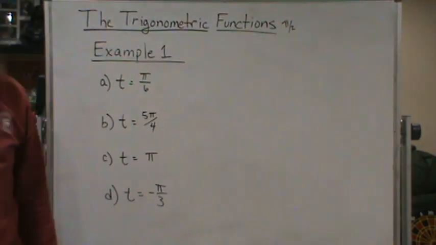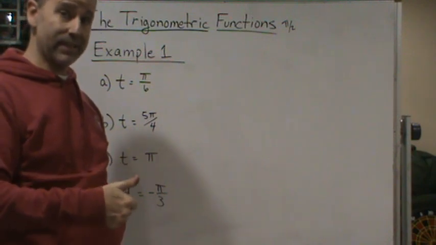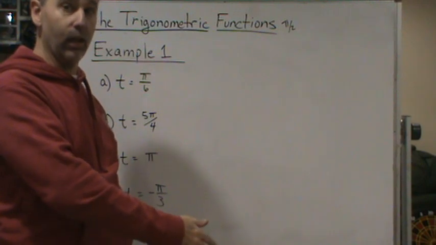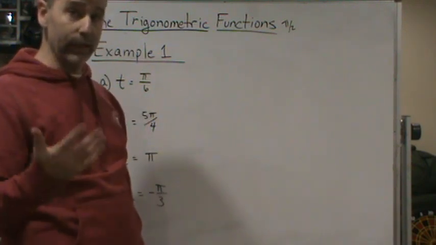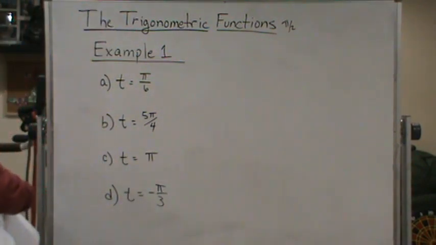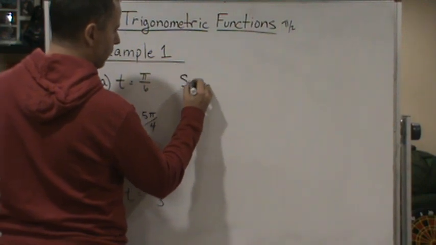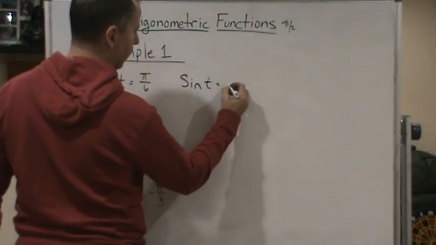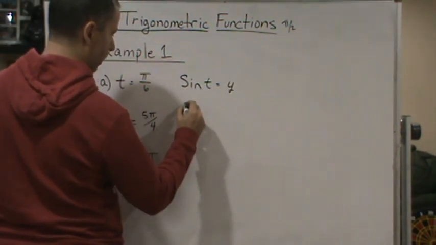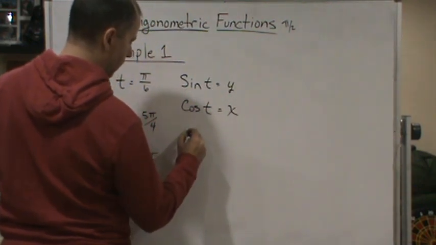Now, this is where memorizing the definitions of each one of those 6 trig functions and memorizing the coordinates that correspond to each angle on the unit circle is really going to make things easier. Okay, so let's start with A. I'm going to write out all the trig functions. So sine of t we know is equal to y.